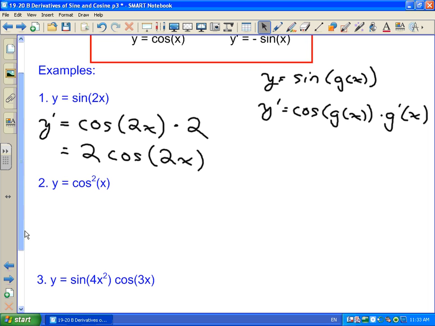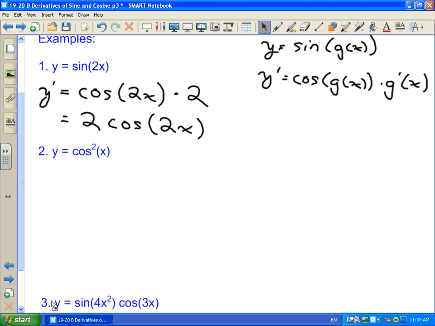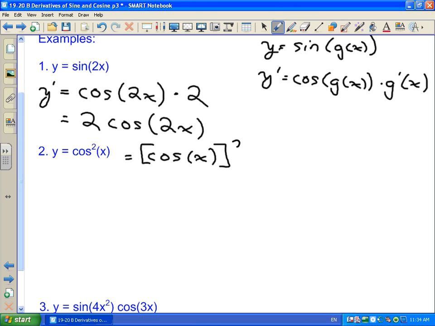Our second example here, move this one down out of the way. y equals cosine squared x. Chain rule again. What you want to think of when you see a cos squared or a sine squared is, remember that this means cos x, squared. That makes it a little bit clearer as to how we have to apply the chain rule here. How are we going to apply the chain rule to get this derivative? What do we have to do first with that exponent 2?